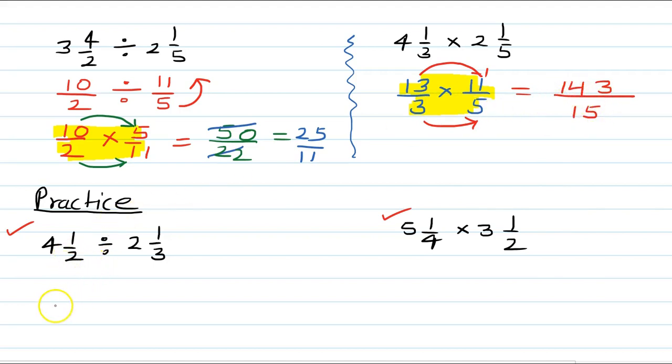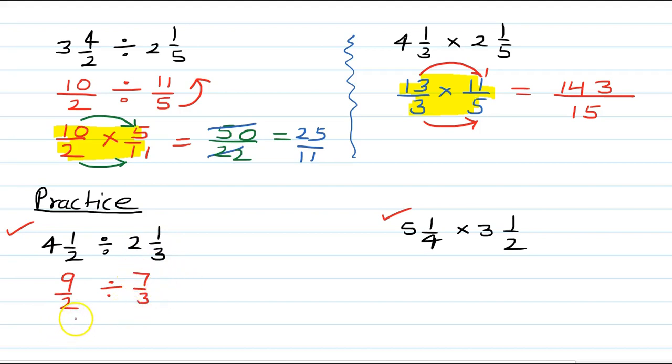Now this is your practice problem. Pause the video and have a go. Welcome back if you have tried. So let's check the answers together. So 2 times 4 is 8, 8 plus 1 is 9, so 9 over 2, and there's a division sign. 3 times 2 is 6 and 1 is 7, 7 over 3.